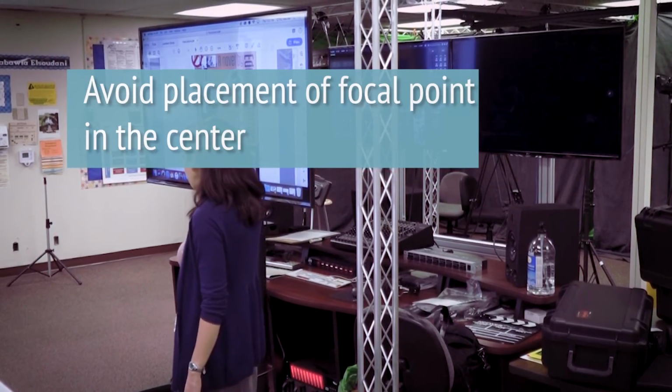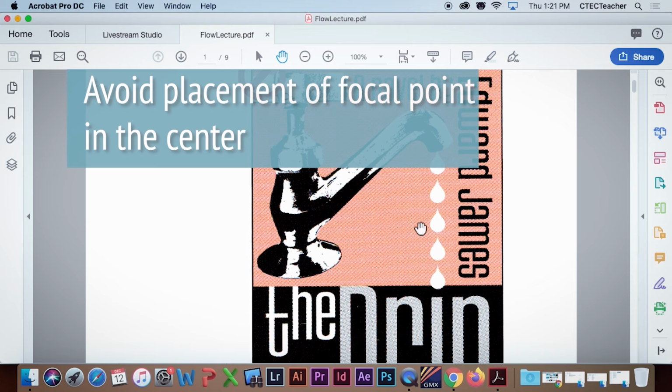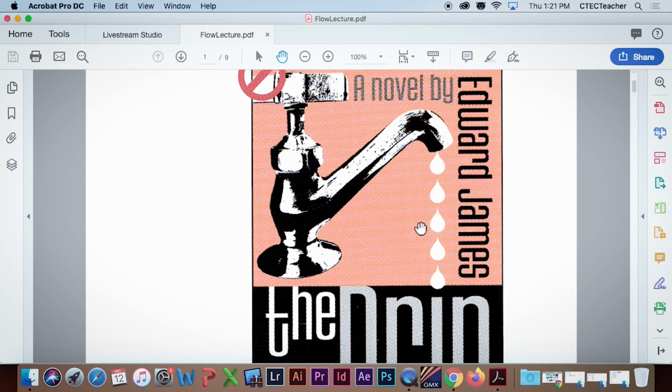Why do we avoid placement of the focal point in the center? What's the focal point? Desmond said it earlier, right? Or was it Kendall? I'm sorry, I don't know. Who said the drip was the focal point? Maybe. Well, I think we have to collaborate there.